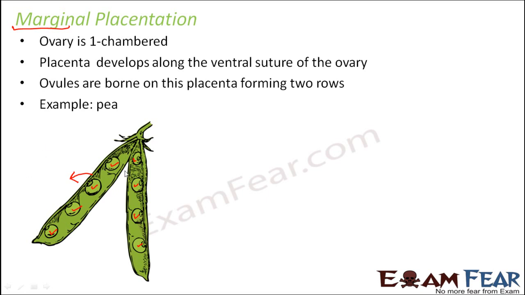If you imagine when the pea was closed, how would it have been? It would have been like all these ovules were just one after the other. So it basically forms two rows. When you actually open it, you can see there are two rows being formed. So this is known as marginal placentation because the placenta is formed along the margin.